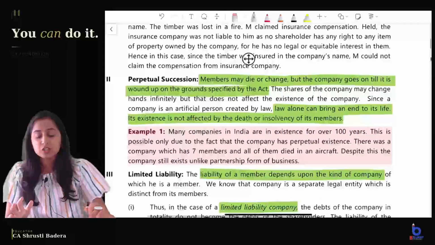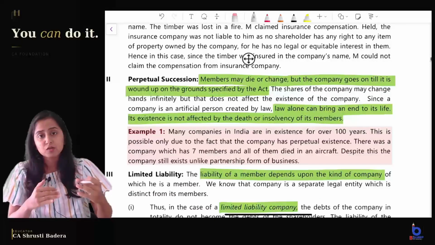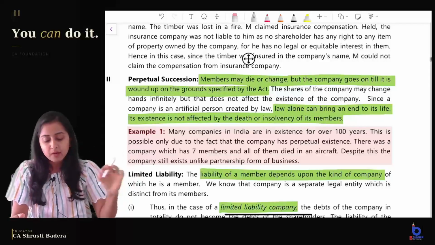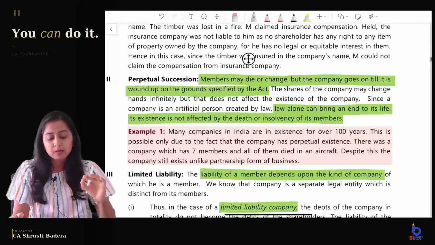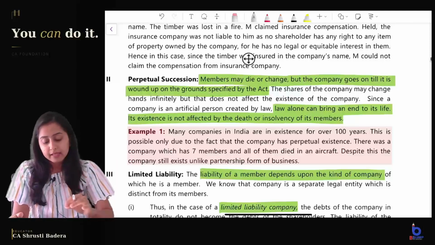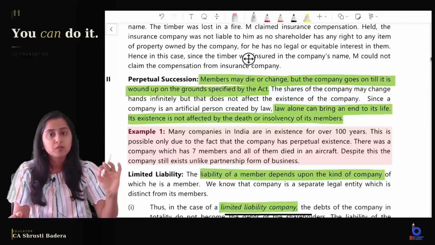Coming to the next feature, perpetual succession. Members may die or change, but the company goes on till its winding up. The company is a person created by law and it can be wound up only by law. The existence of members does not affect the company. The members may change, the members may die, or the members may become insolvent, but the perpetual succession feature ensures that the company goes on forever.